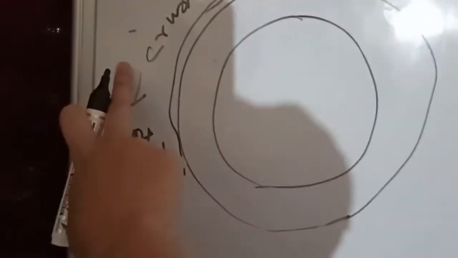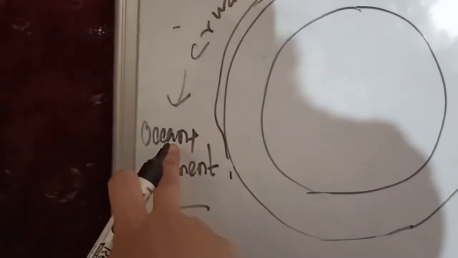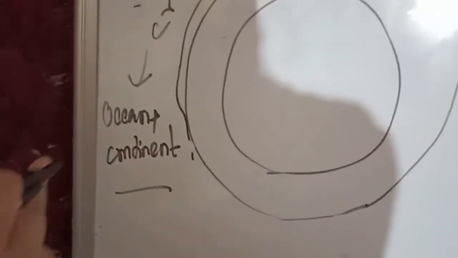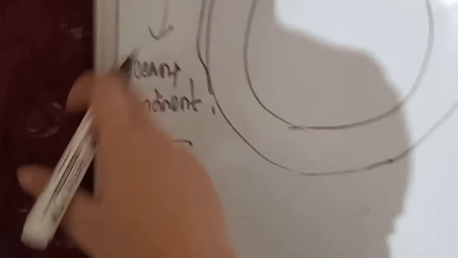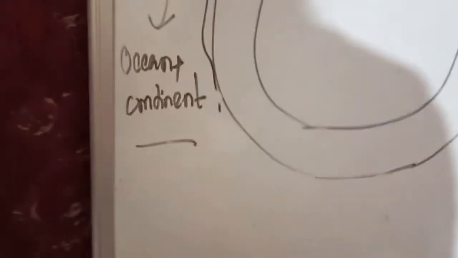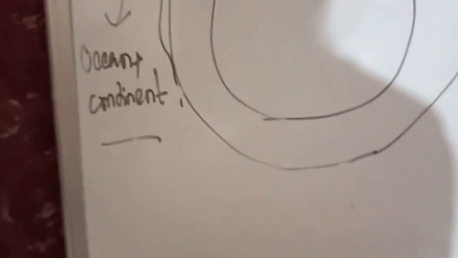We can divide the crust into two portions. One is the oceanic crust, where we have all our oceanic habitat, and then we have the continent where we live and where all the animal habitat survives, including the plants habitat.